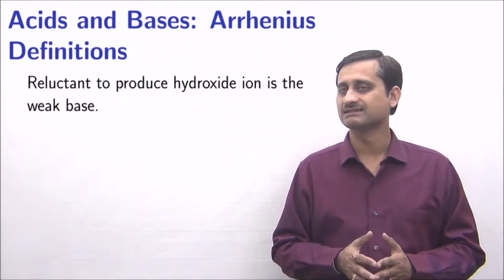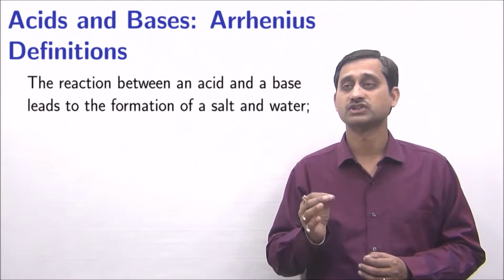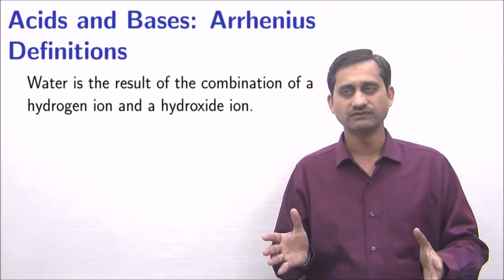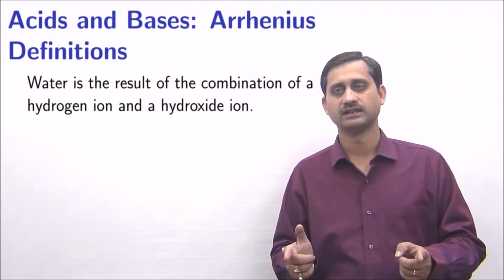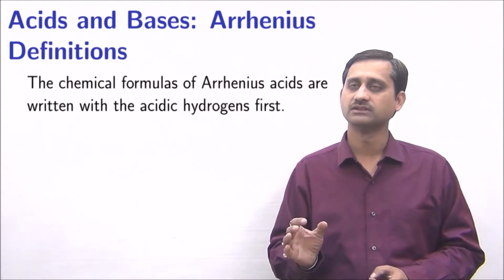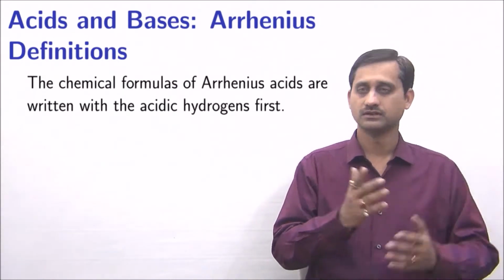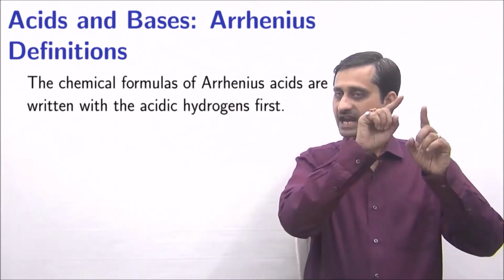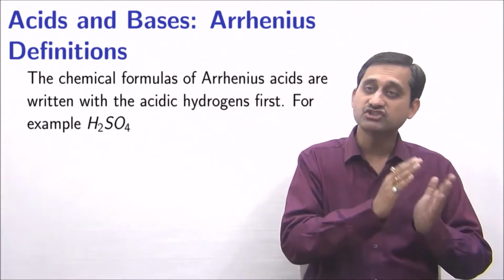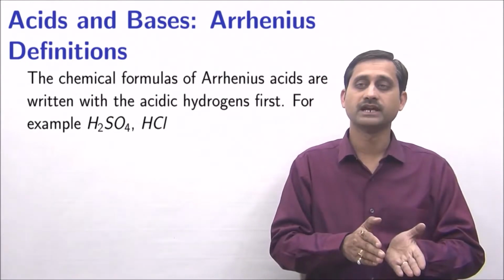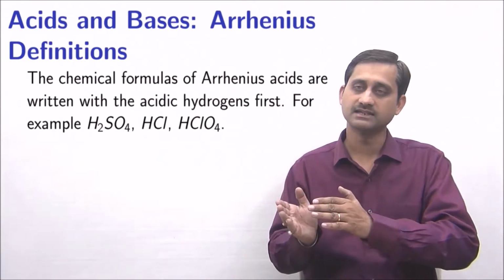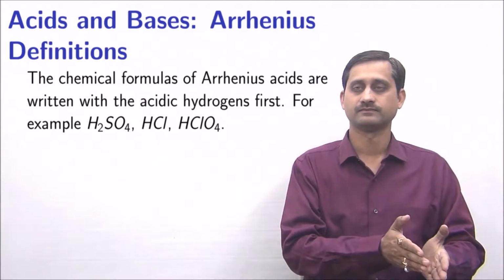The reaction between an acid and a base leads to the formation of a salt and water. Water is the result of combination of a hydrogen ion and a hydroxide ion. The chemical formulas of Arrhenius acids are written with the acidic hydrogen first. For example, sulfuric acid is H2SO4. Hydrochloric acid is HCl. Perchloric acid is HClO4. The hydrogen, which is acidic, is first.